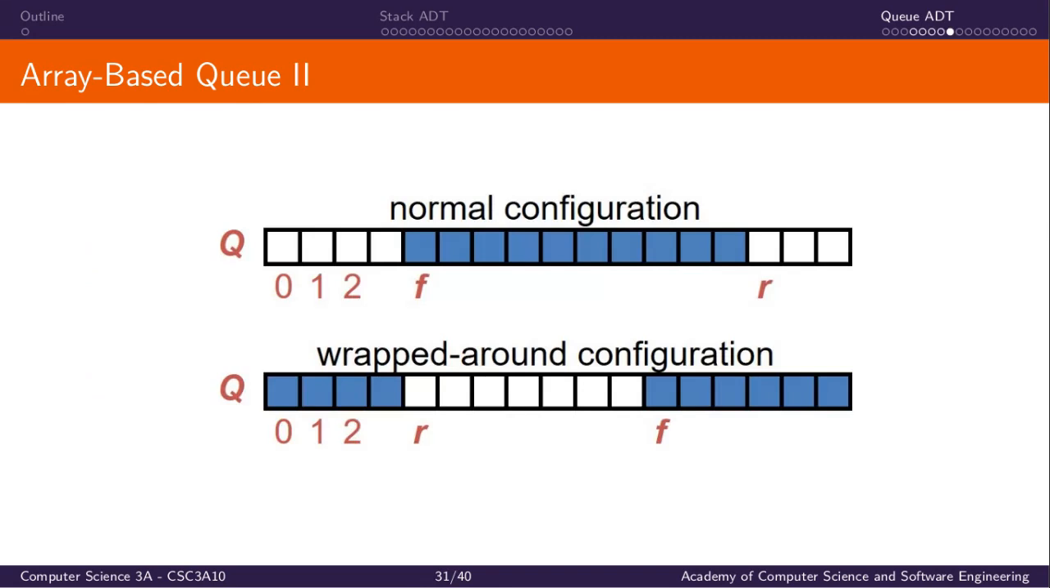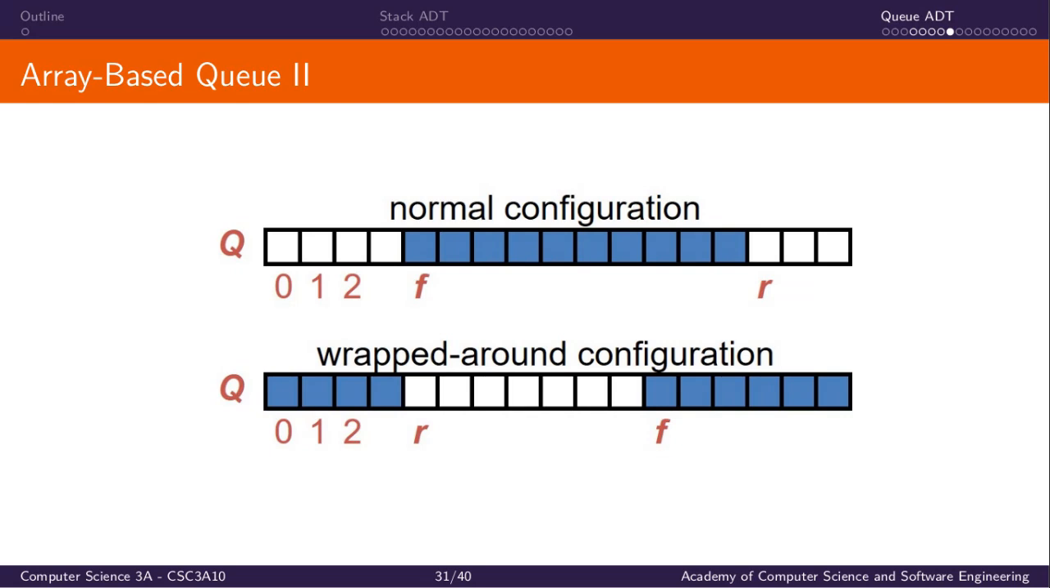So this is what we expect to have. The normal configuration is when we're simply using the array in order there. So we have some front F. It seems we removed already 4 things from our particular queue.